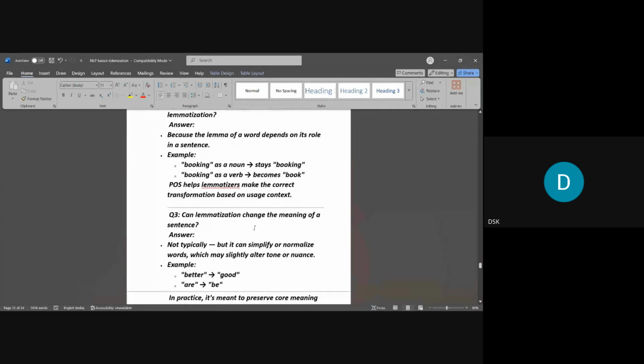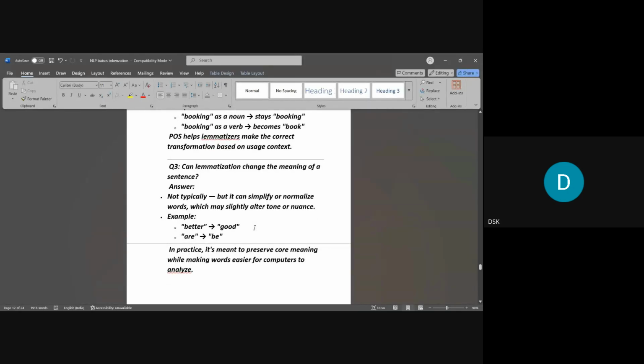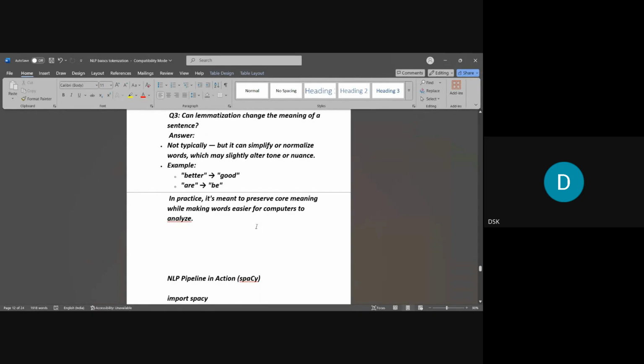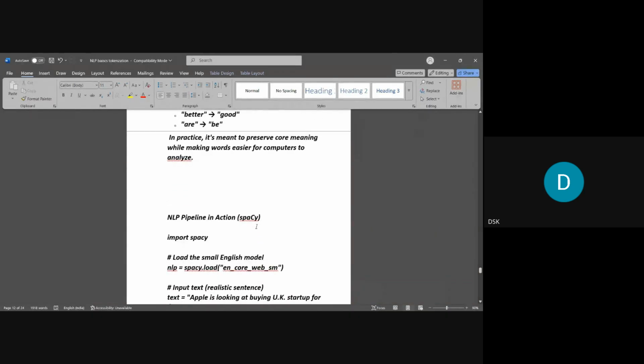Can it change the meaning of a sentence? The answer is not typically, but it can simplify or normalize words, which may slightly alter tone or nuances. For example, better would become good, and are or can could become be. In practice, it means preserving the core meaning while making words easier for computers to analyze.